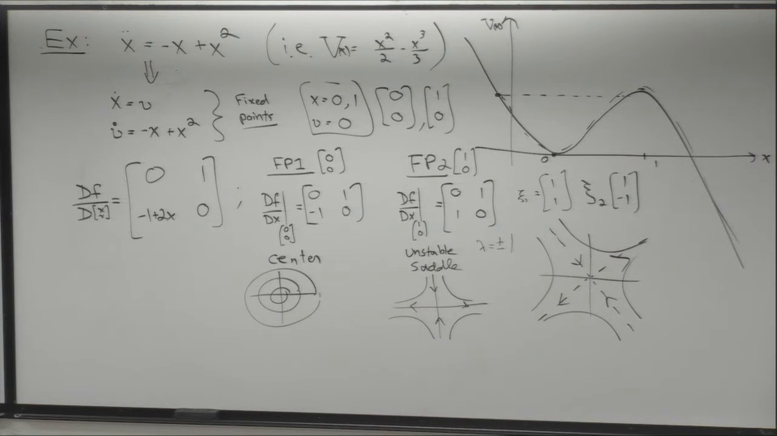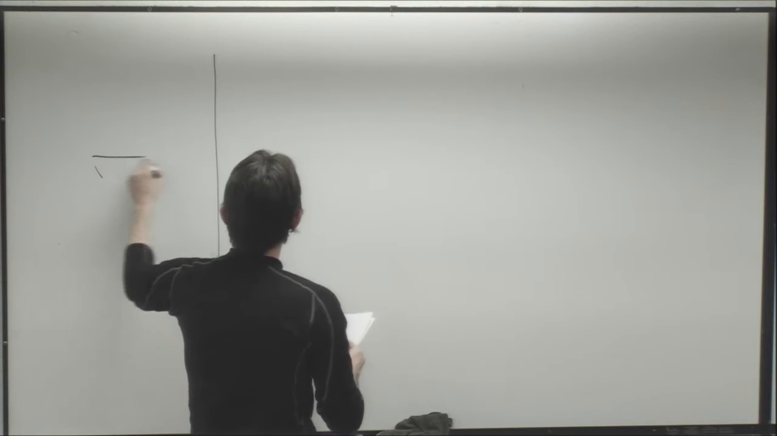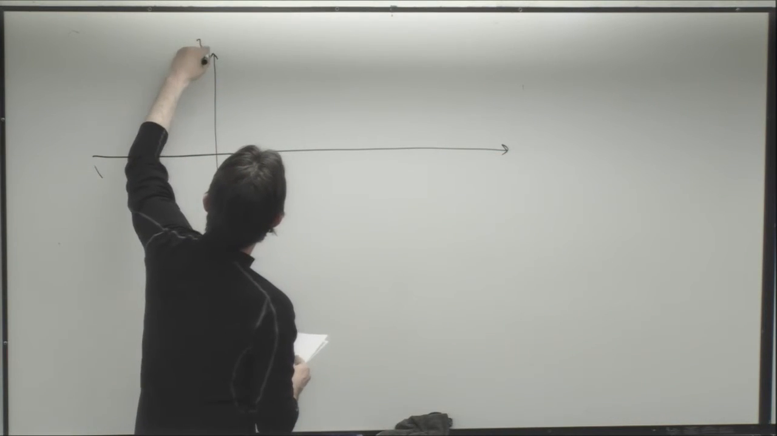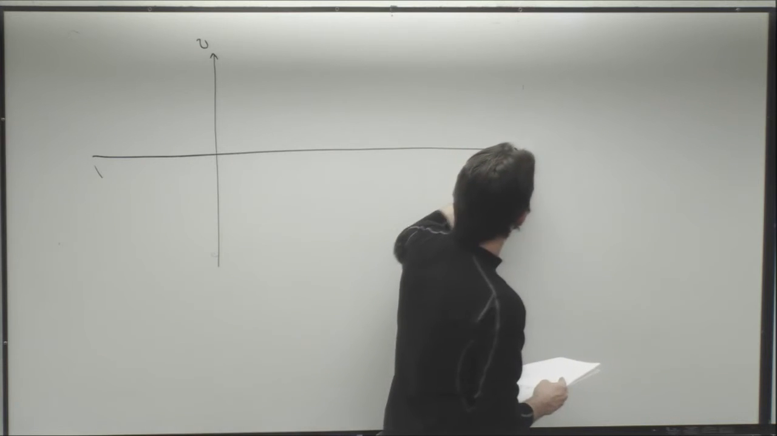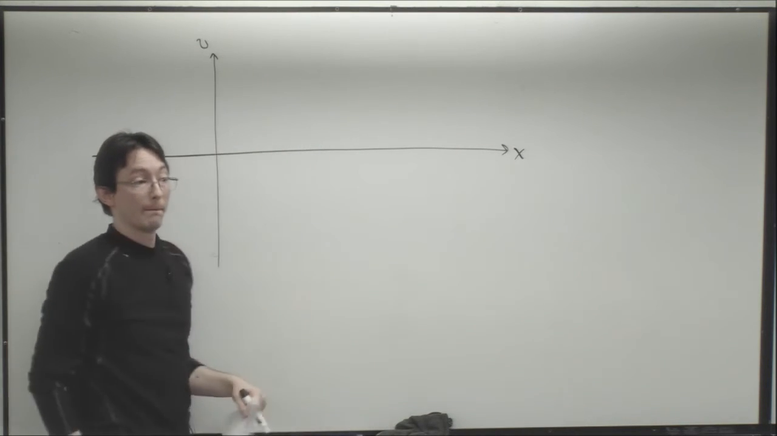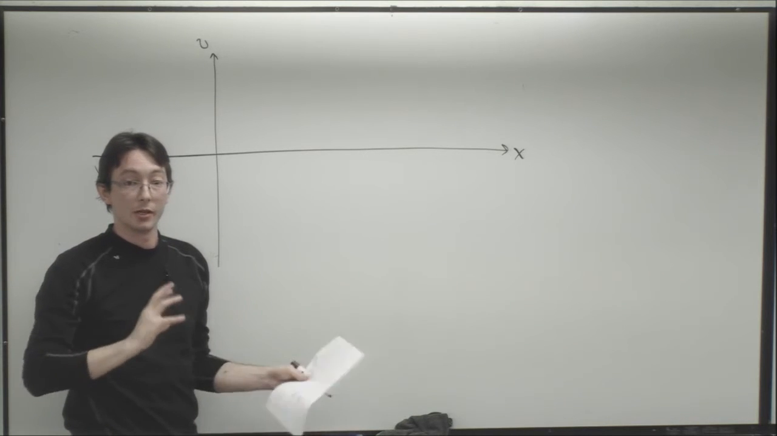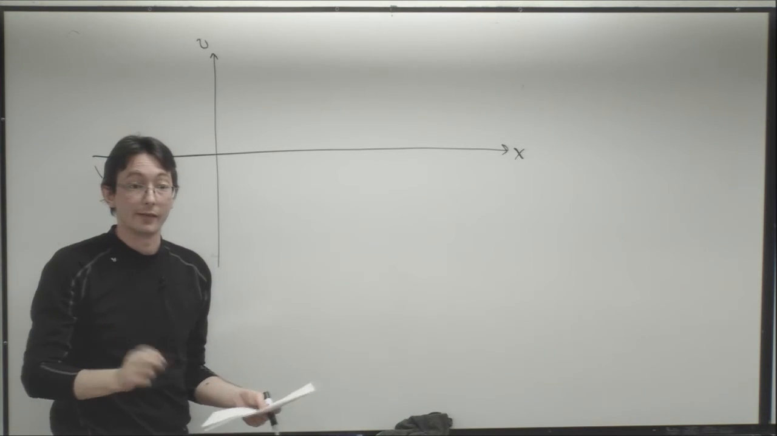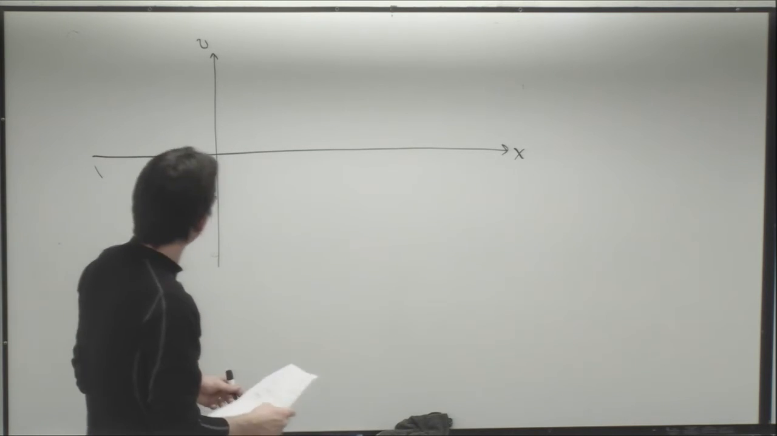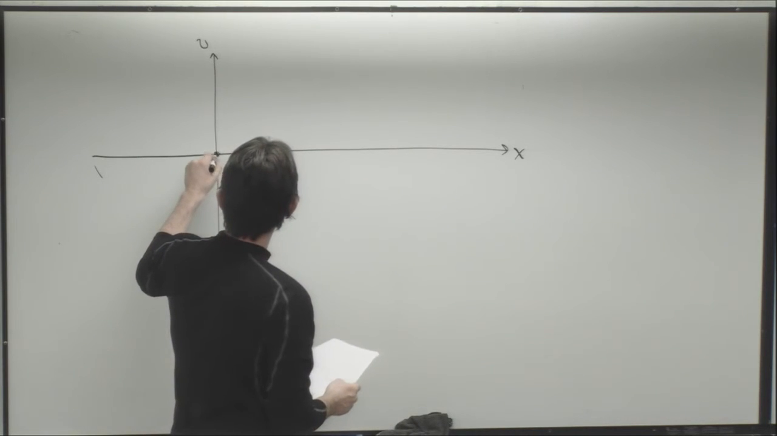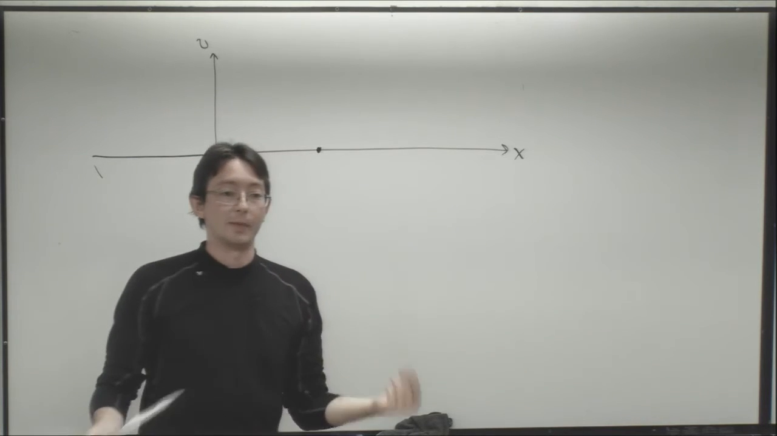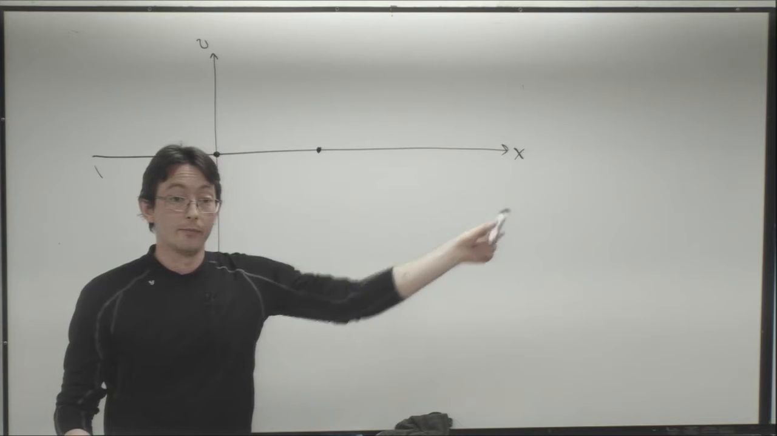Okay, so now we're ready to draw the phase portrait. And we're going to draw position versus velocity. We want to know what the position does with respect to the velocity and vice versa in time for this problem. So I have 0, 0, and I have 1, 0. Those are my special points that are fixed points.